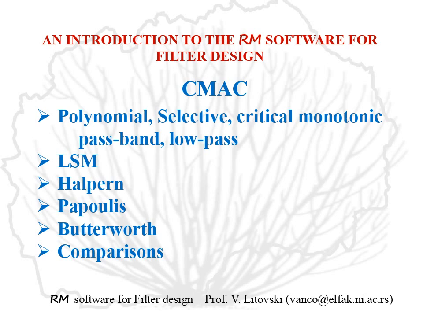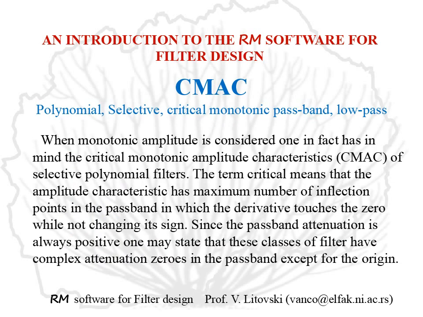After describing the idea of critical monotonicity and low-pass filter design, we will present four main classes of critical monotonic low-pass filters: least squares monotonic, Hoppin, Papoulis, Butterworth, and at the end we will give some comparisons among them.